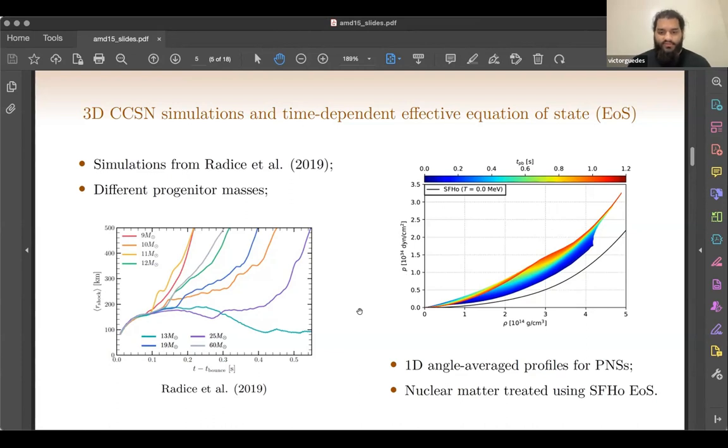And in order to solve the structure equations for the protoneutron stars, we consider a time-dependent effective pressure-density relation, which I'm showing here on the right. We consider only one equation of state, which is the only one for which we have available data. And I'm also showing the zero temperature counterpart for this equation of state here.